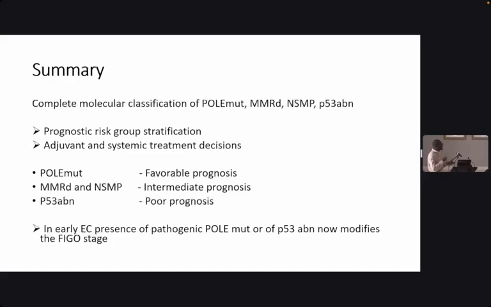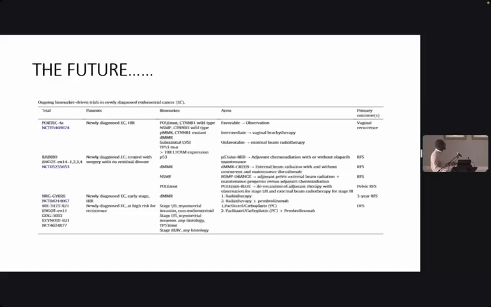And in early endometrial cancer, the presence of a POLE mutation or abnormal P53 now modifies the FIGO stage, as I highlighted in the new and modified endometrial cancer staging. And beyond, a lot of work is being done in endometrial cancer. The road has been long, but it seems it's progressing well.